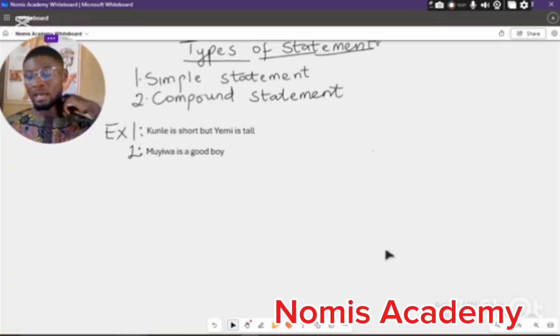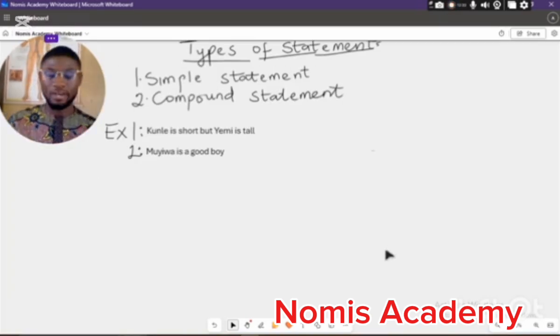Now, the next thing to learn are the connectives, so that we'll be able to identify other compound statements. So let us learn the connectives. Let's go.